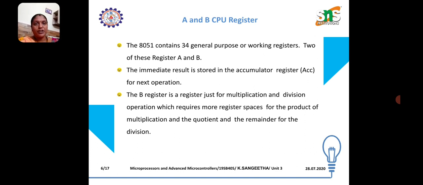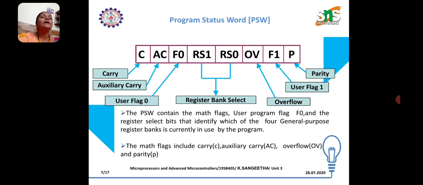The accumulator is a special purpose register because all the data to be sent to the ALU is received through the accumulator, and all the results are stored in the accumulator after execution. That is why it is called a special purpose register. The next one is the program status word. As the name itself says, it is the status of the ALU, that is, the status of the result. It is otherwise called the flag register.